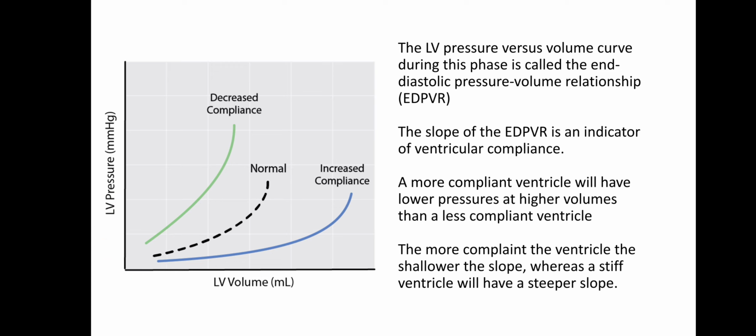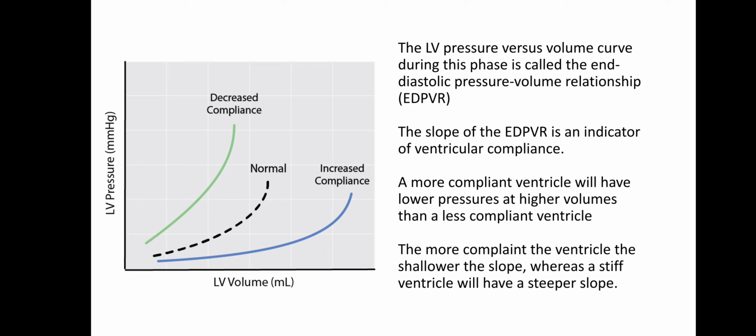So the increased compliant ventricle will have lower pressure at increased volumes, while the decreased compliant ventricle will have higher pressure at decreased volume. The increased compliant ventricle will have a pressure of around 20 millimeter, for example, at around 200 milliliter, but the decreased compliant ventricle will have 20 millimeter of pressure at around 75 ml. So this shows the diastolic function of the ventricle.